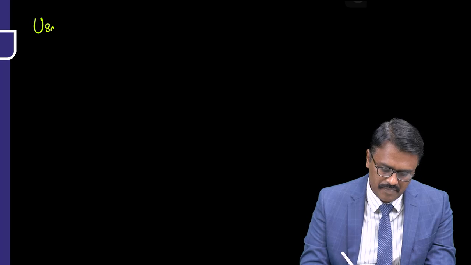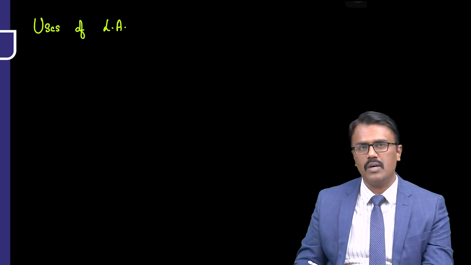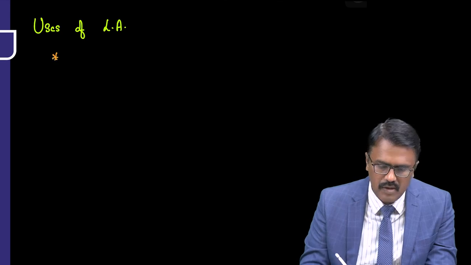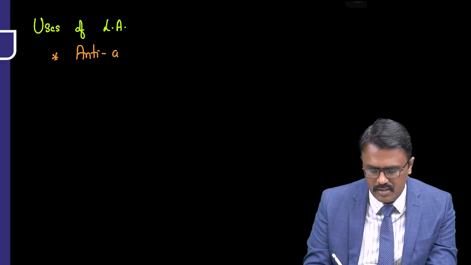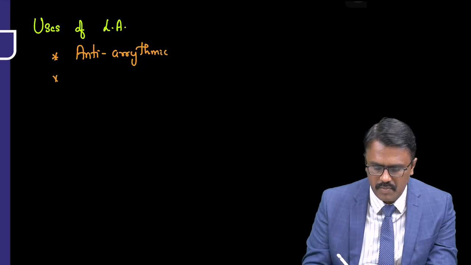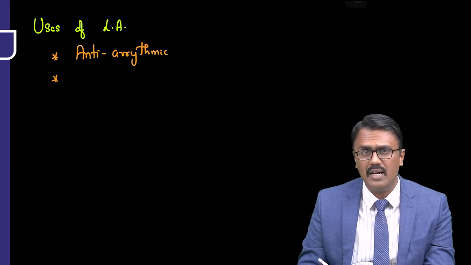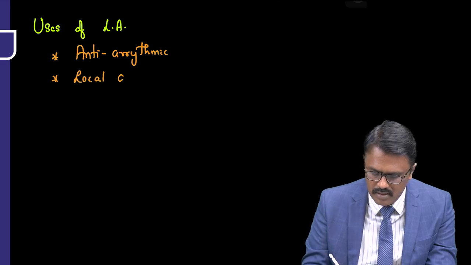So the last thing we need to understand is uses of local anesthesia. Yes, what are the uses? Now number one, they are used as antiarrhythmics, and I have discussed the main drug lignocaine. So remember that it's a class 1B antiarrhythmic. Procainamide is a class 1A antiarrhythmic. They are used as local anesthetics.